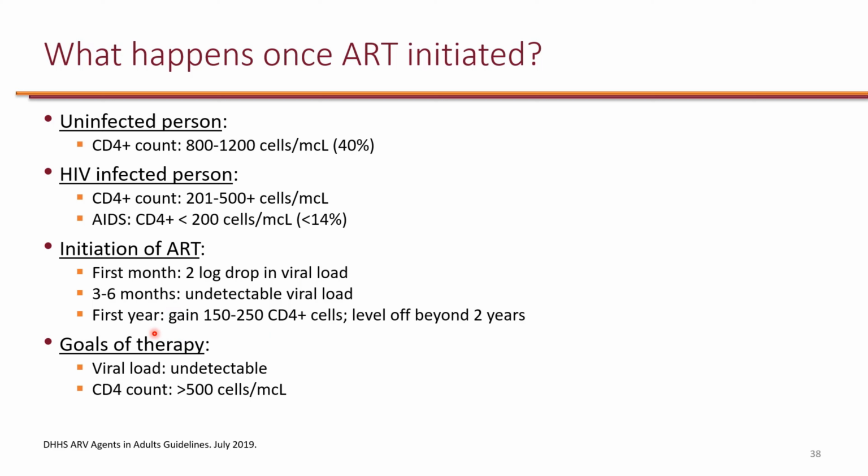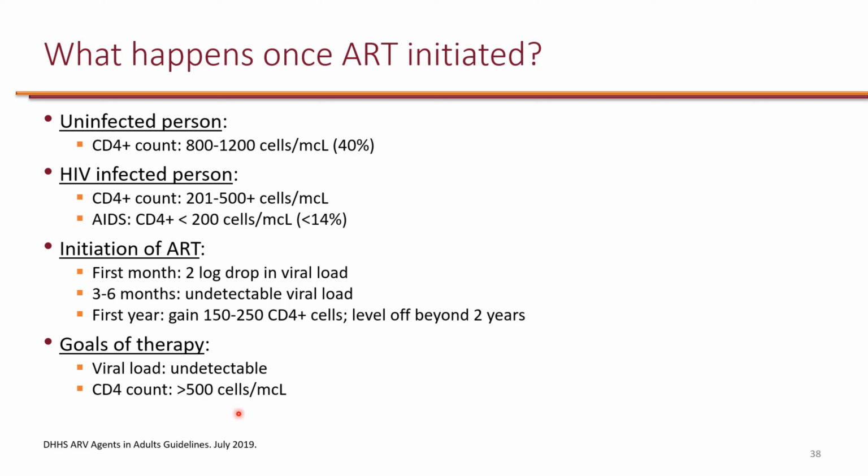Now, when it comes to CD4, within the first year, it's expected that patients will gain about 150 to 250 CD4 cells, and this levels off beyond 2 years, so this will not continue to go up to normal. So the goals of therapy are to have an undetectable viral load and to have a CD4 count of at least 500. That's because typically less than 500 is when opportunistic infections start to emerge, especially if it's less than 200.